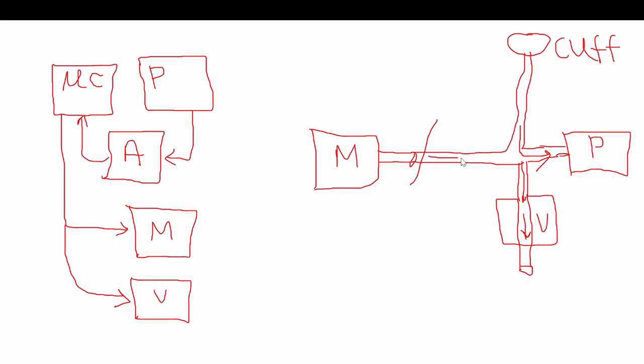The air goes from the pump like this and inflates the cuff. But when the motor is off, this air is deflated using this valve, and we get pressure readings. So this is a rough architectural diagram of the device. You can definitely get it. Now we will proceed to the next part of the video.